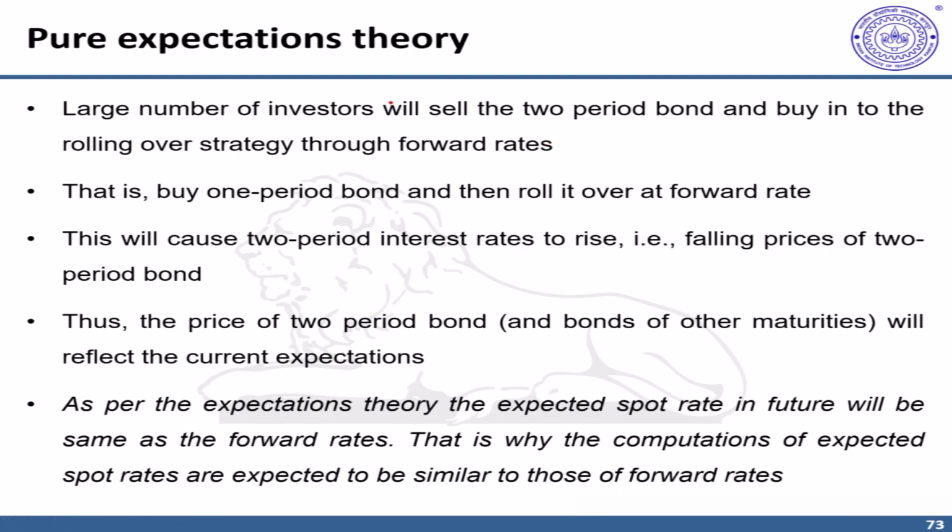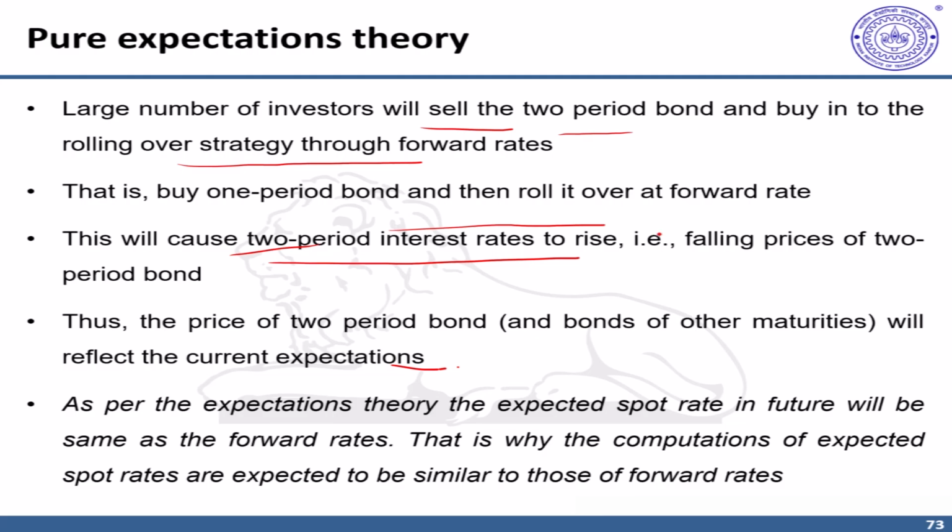To summarize, a large number of investors will sell the 2 period bond and buy in the rolling over strategy through forward rates. That is, buy one period and then roll it over at the forward rate. So invest through the forward rate channel. This will cause the 2 period interest rates to rise, that is, falling prices of the 2 period bond, as we discussed. Thus the price of the 2 period bond and bonds of other maturities will reflect the current expectations.